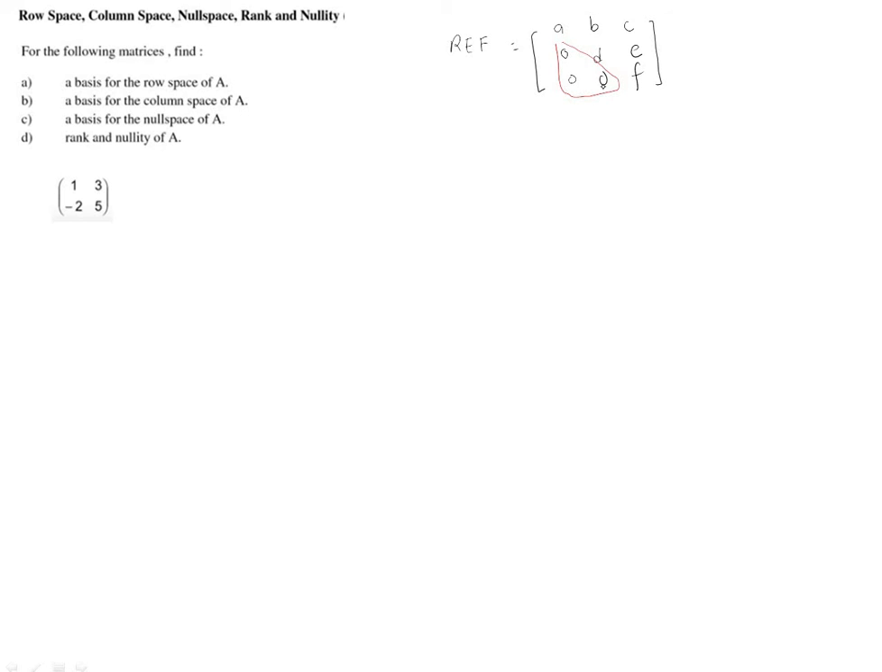So macam ni lah bentuk dia. Okay, 3 entries below here 0 0 0. This is if you have a 3 by 3 matrix. Ni contoh lah. Again, for this type of question, when you are given any matrix, try to reduce the matrix into REF form. So for the following matrix, find a basis for the row space of A, a basis for the column space of A, a basis for the null space of A, and the rank and nullity of A.